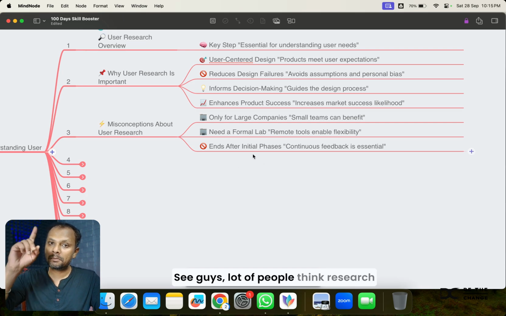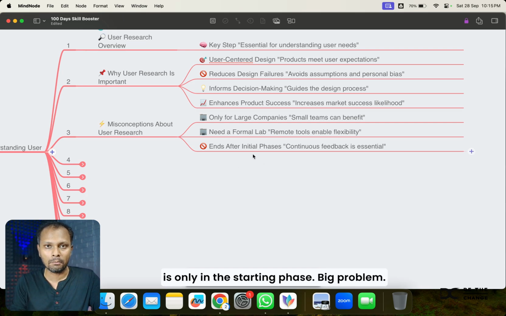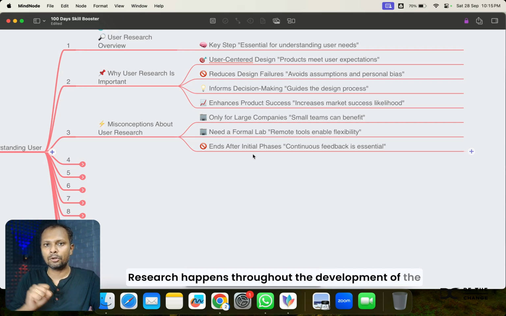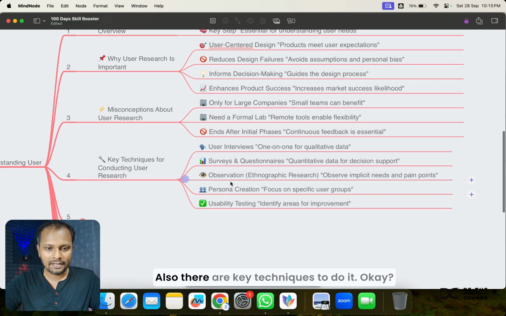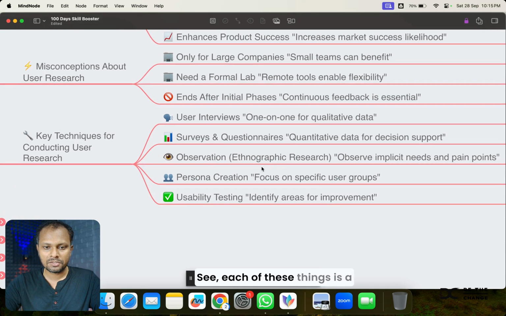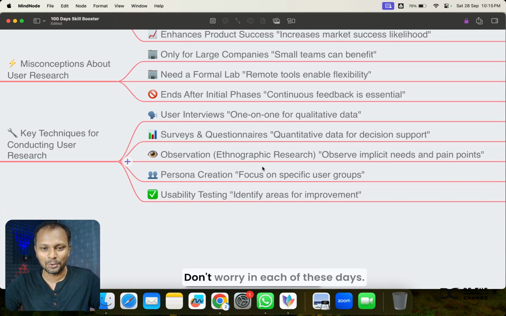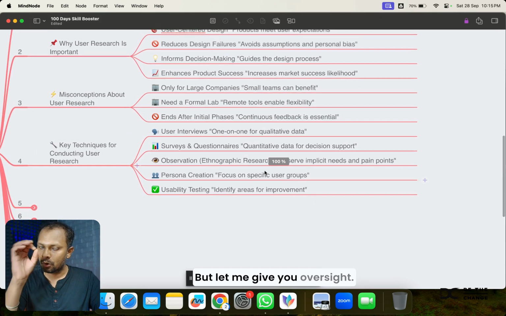See, guys, a lot of people think research is only in the starting phase. Big problem. Research happens throughout the development cycle of the product, as well as after it's launched in the market. Very important. This is a misconception. Also, there are key techniques to do it. Each of these is a very deep skill, guys. I'll teach you, don't worry, in each of these days. But let me give you an overview.